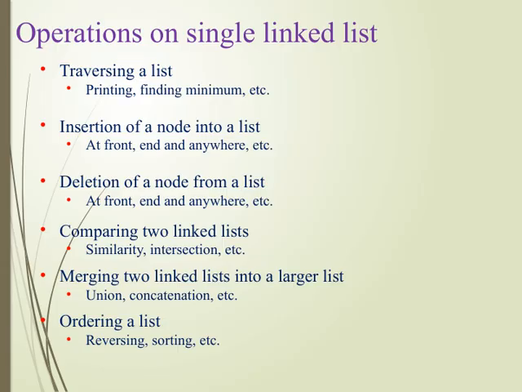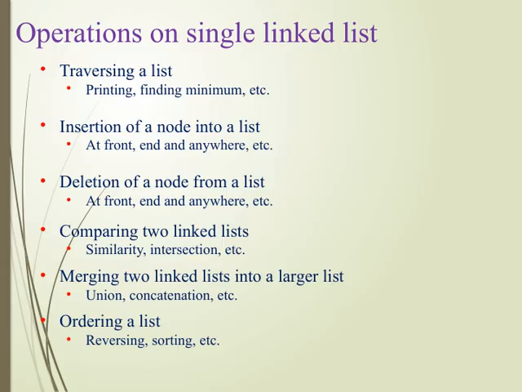Comparing two linked lists is another important operation. We often want to determine their similarity, identify if they intersect at any point, or find common elements. These comparisons are vital in applications like data synchronization or detecting shared data. Merging two linked lists involves combining them into a larger list, either through union or concatenation. This operation is especially useful when consolidating data from different sources or building comprehensive datasets.